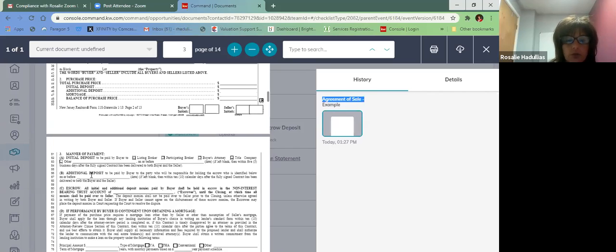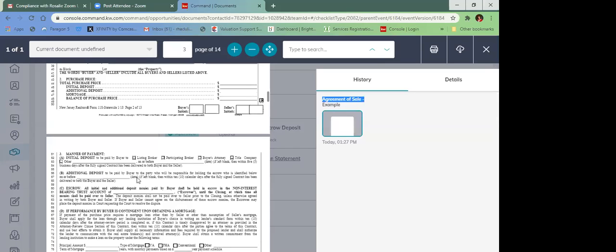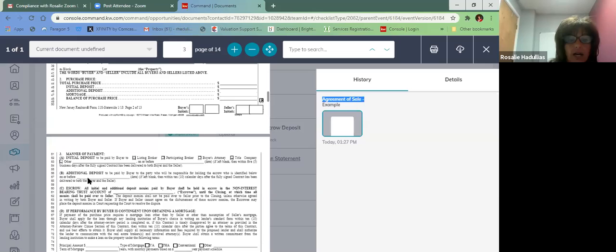If there is an additional deposit, you would again put down a date. Here it's saying 10 calendar days after the fully signed contract. Again, if there is a second deposit, I put down 24 hours after attorney review expires. So you're not constantly waiting, because listen, we all get busy. And if you wait 10 days for that second deposit and you have a whole bunch of deals going on, trust me, you're going to forget to check and see if that second deposit came in. Does everybody agree?